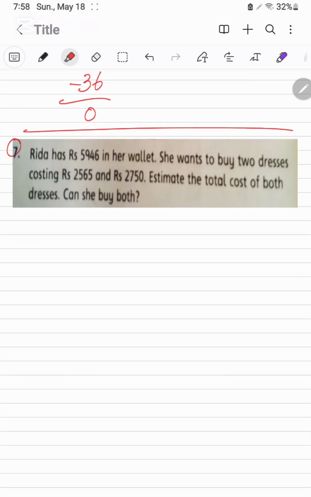It is a question number 7. Rida has 5,946 rupees in her wallet. She wants to buy 2 dresses costing rupees 2,565 and rupees 2,750. Estimate the total cost of the both dress. Can she buy both?